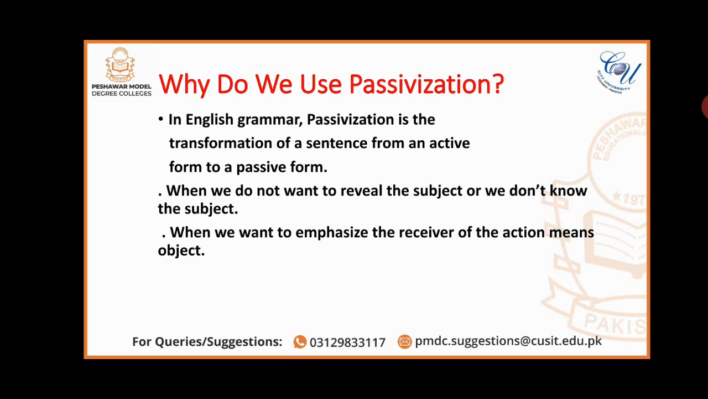The first one is when you want to keep the subject deliberately hidden or secret. For example, the flowers are being plucked. Now, in this sentence, we haven't mentioned what? We haven't mentioned the subject because we want to keep him or them hidden. So, that is the reason.